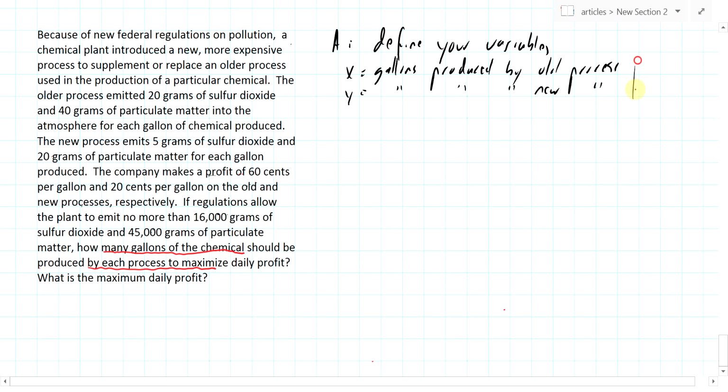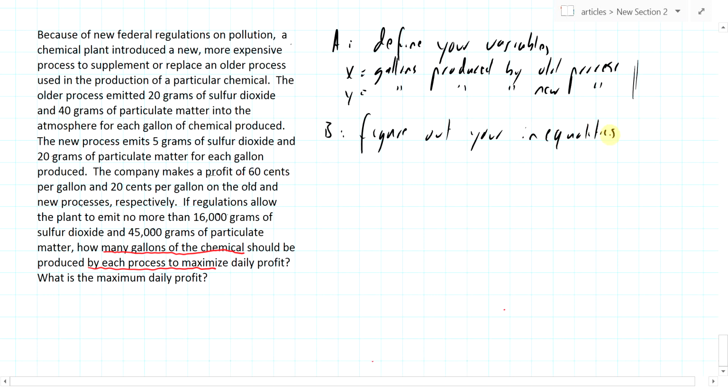These kinds of statements are really used for when you're doing word problems. Literally write down what you mean by your variable. X equals, and then a sentence saying what X is, right? X is measured in gallons, Y is measured in gallons. Okay, so now we have defined our variables. B, figure out your inequalities.